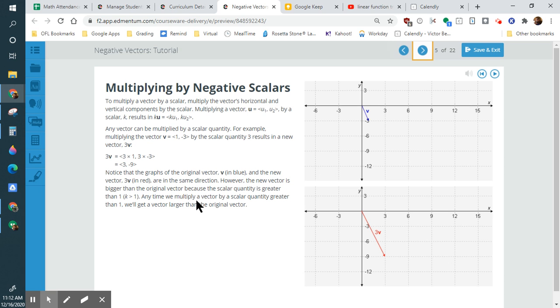So when we're multiplying a vector, it just becomes longer. And we multiply each individual part of it. So both components, the x component and the y component, would be multiplied in order to extend the length of a vector.